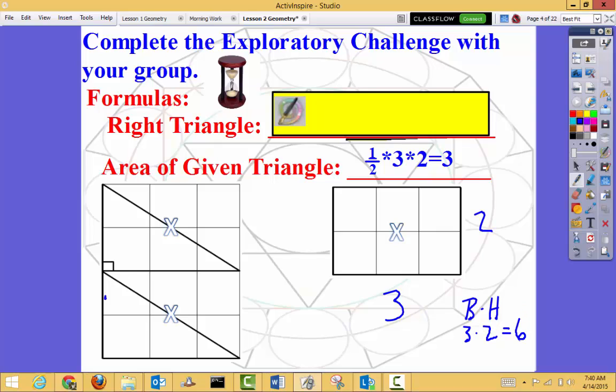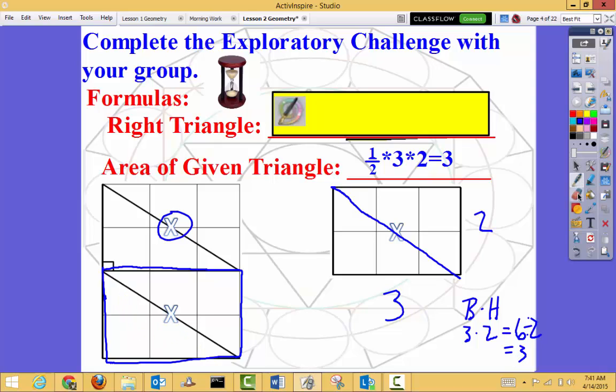Now, what did you notice about these two triangles? Well, if we add them together, we get that same shape. Now, we've cut this shape in half to get this. So each of these x triangles is half of 6, which is what? 3. That's the same thing we got when I went 1, 2, 3.